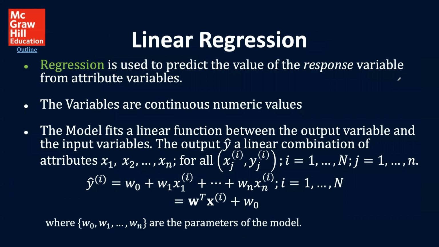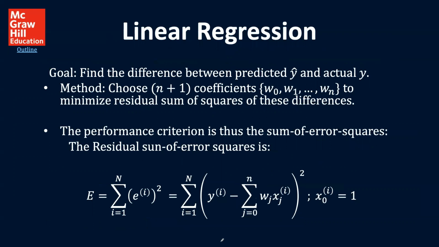Okay, linear regression is used to predict the value of the response variables from attribute variables. The variables are continuous numeric numbers. The model fits a linear function between the output variable and the input variables. So the output y hat is a linear combination of the attributes. And we're showing that here with the equation. The goal is to find the difference between the predicted y hat and the actual. So we're having an analytical process to go through this.